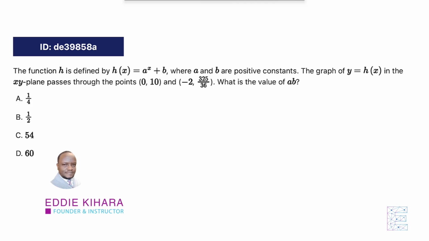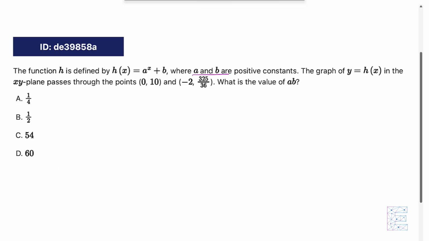The function h is defined by h of x equals a to the x plus b, where a and b are positive constants. The graph of y equals h of x in the xy plane passes through these points, 0, 10, and this point. What is the value of a times b? Now, real quickly, you have an exponential function given to you.